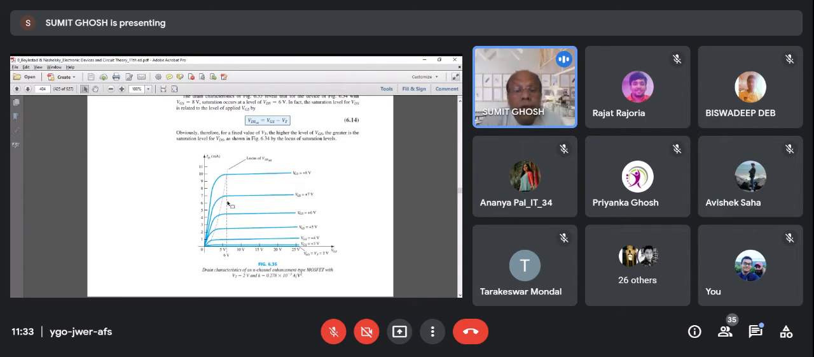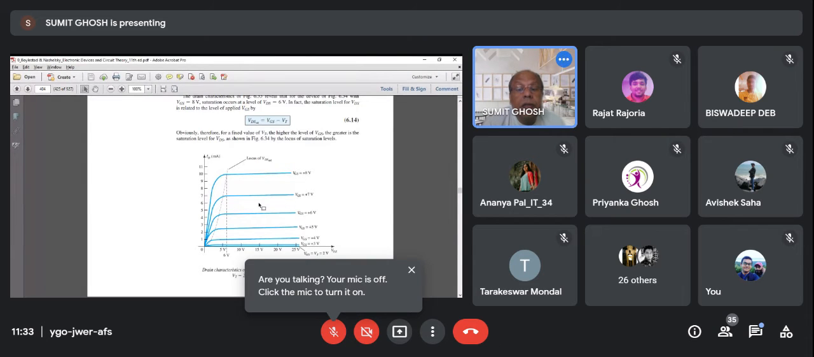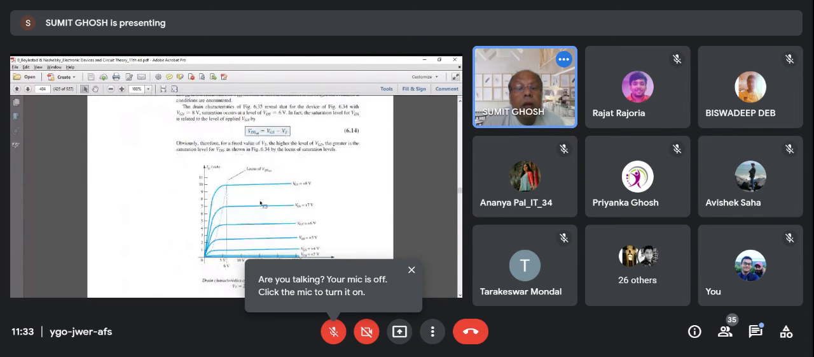So that value of VDS for which saturation occurs is called the saturation voltage, VDSat. So in this case, VDSat is say 6 volts. If the value of VGS is more, I will tell you the difference why.